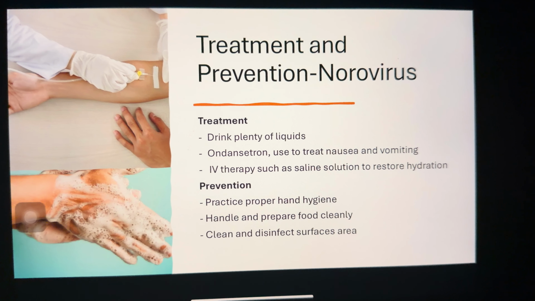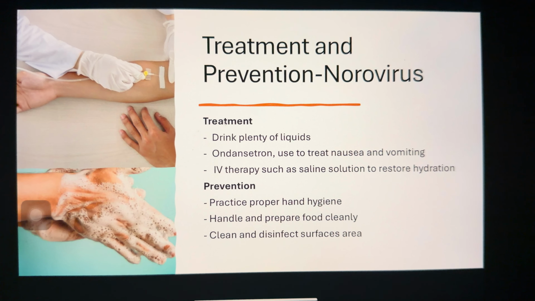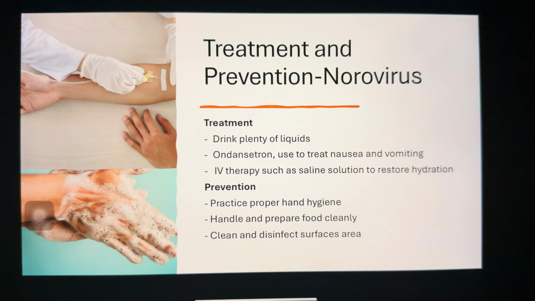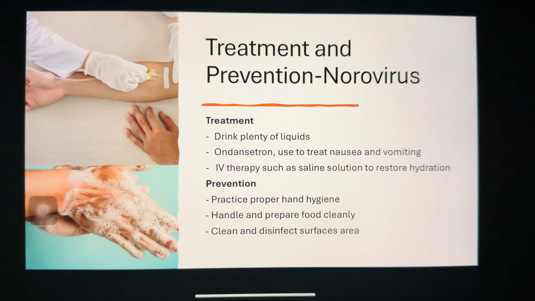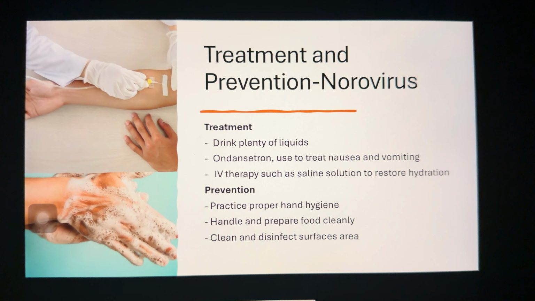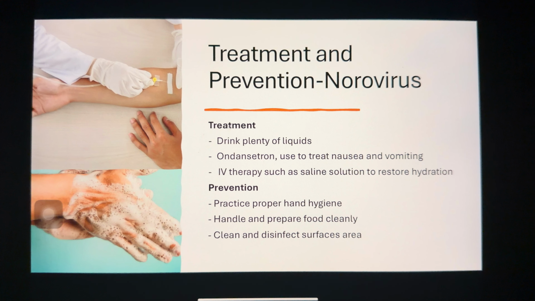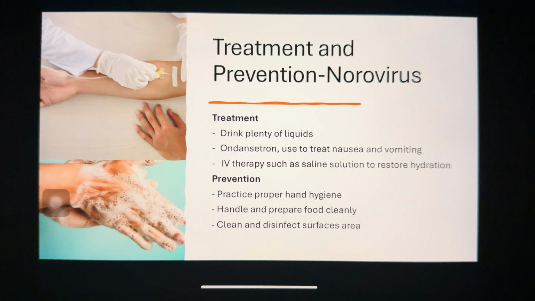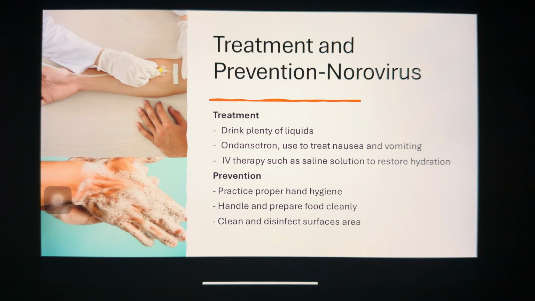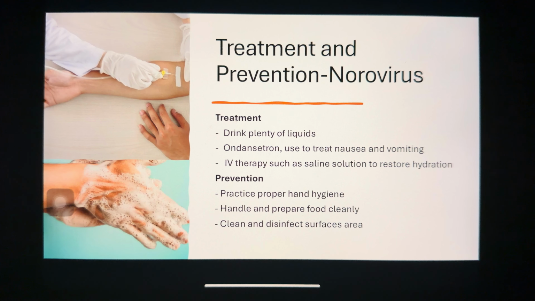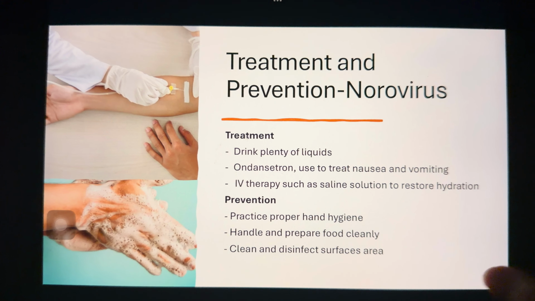The treatment and prevention of norovirus. Some of the treatments are to drink plenty of liquids, ondansetron, which is used to treat nausea and vomiting but not norovirus itself, and IV therapy such as saline solution to restore hydration. The prevention of norovirus includes practicing proper hand hygiene, handling and preparing food cleanly and safely, and cleaning and disinfecting surface areas.